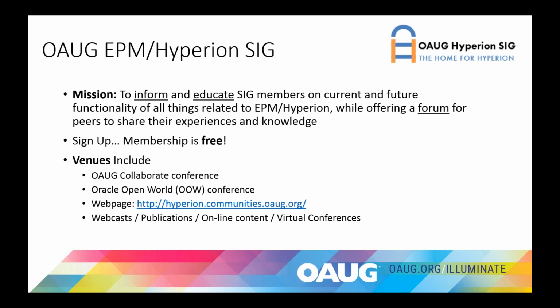Basically, it's a user group within the OAUG user group. It's called a Special Interest Group, or SIG, and the mission is to inform and educate SIG members on all the functionality, both current and future, of things relating to EPM and Hyperion, and provide a forum for you and your peers to share their experiences and knowledge. Membership is free, and if you go to the website, hyperion.communities.oaug.org, you can sign up.